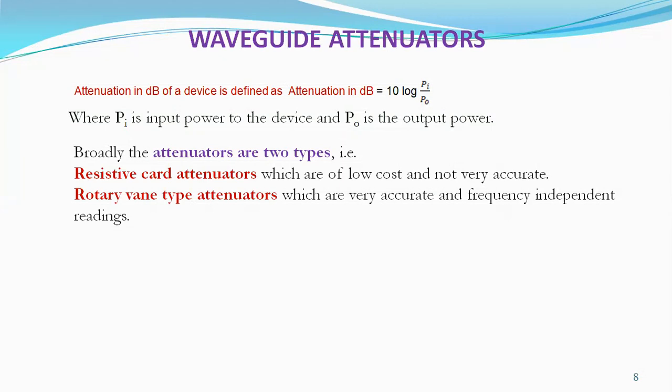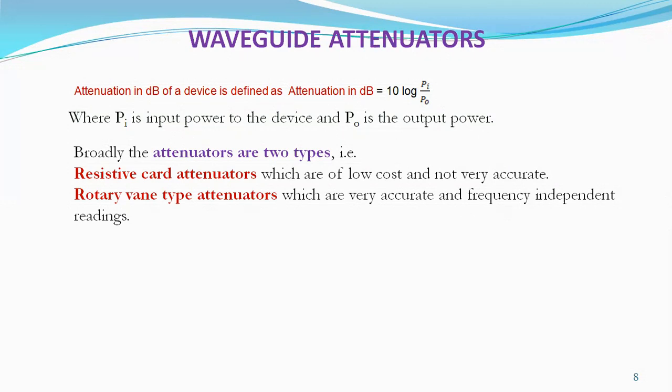So to create the attenuation effect in the rectangular waveguide, in the same way, we use waveguide attenuators. In electronic circuits also we have attenuators, but those attenuators won't work in the microwave frequency range. That's why we use a special type of attenuators in the microwave frequency range.